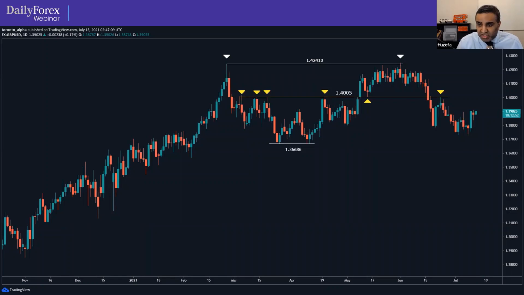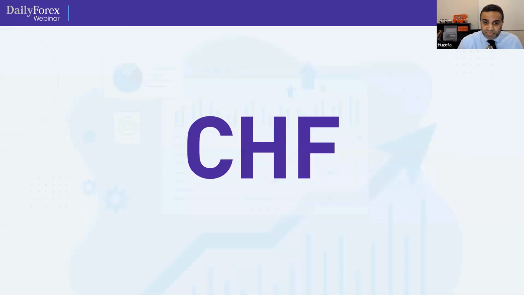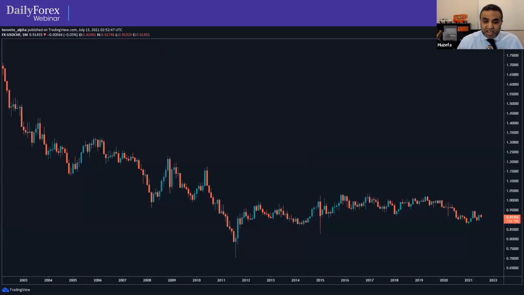And there's a good few hundred ticks there to be taken on short-term trades. USD Swiss franc. Okay. Long-term chart. Now, this is a monthly chart. I sometimes tune out when people show me monthly charts. These things never change. Okay, so why am I showing you a monthly chart? This is a monthly chart. We're going back to 2003.